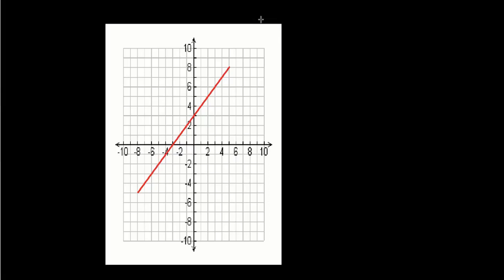So in today's video, we're going to be looking at how to find the equation of a straight line on a graph. So first, when we find the equation of a straight line, we have to use our equation y equals mx plus b. And the reason for this is that y equals mx plus b is the equation for a straight line. And when we use this equation, we find our slope, which is m, and our y-intercept, which is b.